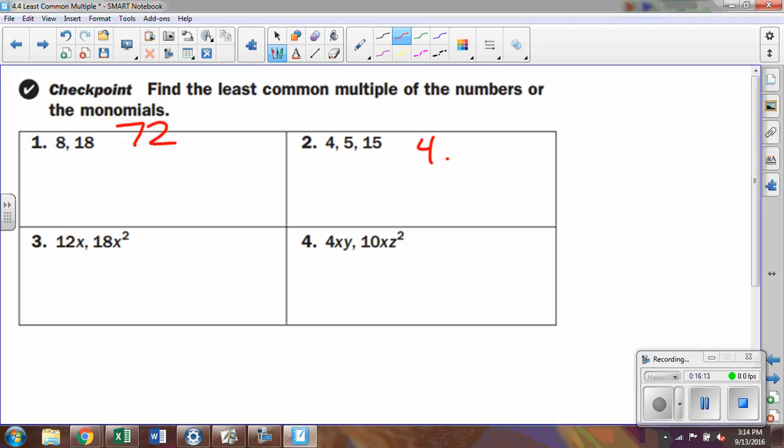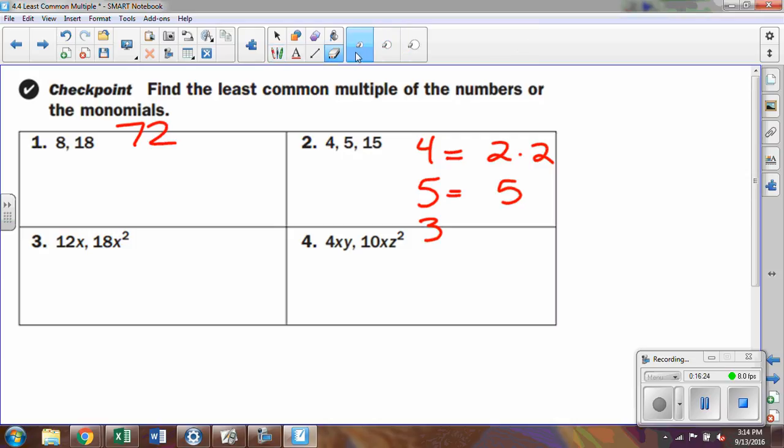4 is equal to 2 times 2. 5 as a prime number is just 5. And then 15 is equal to 3 times 5. So start by looking, what number do they all have in common? They don't have one. So their greatest common factor is 1 for all 3 of them.